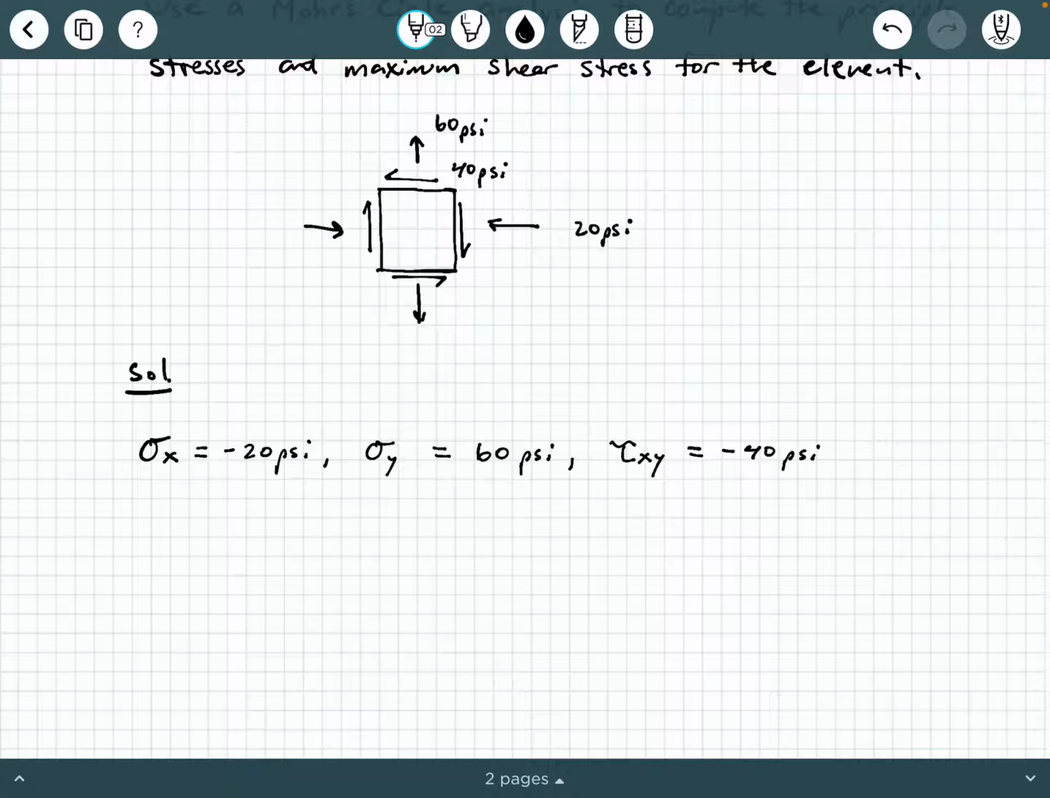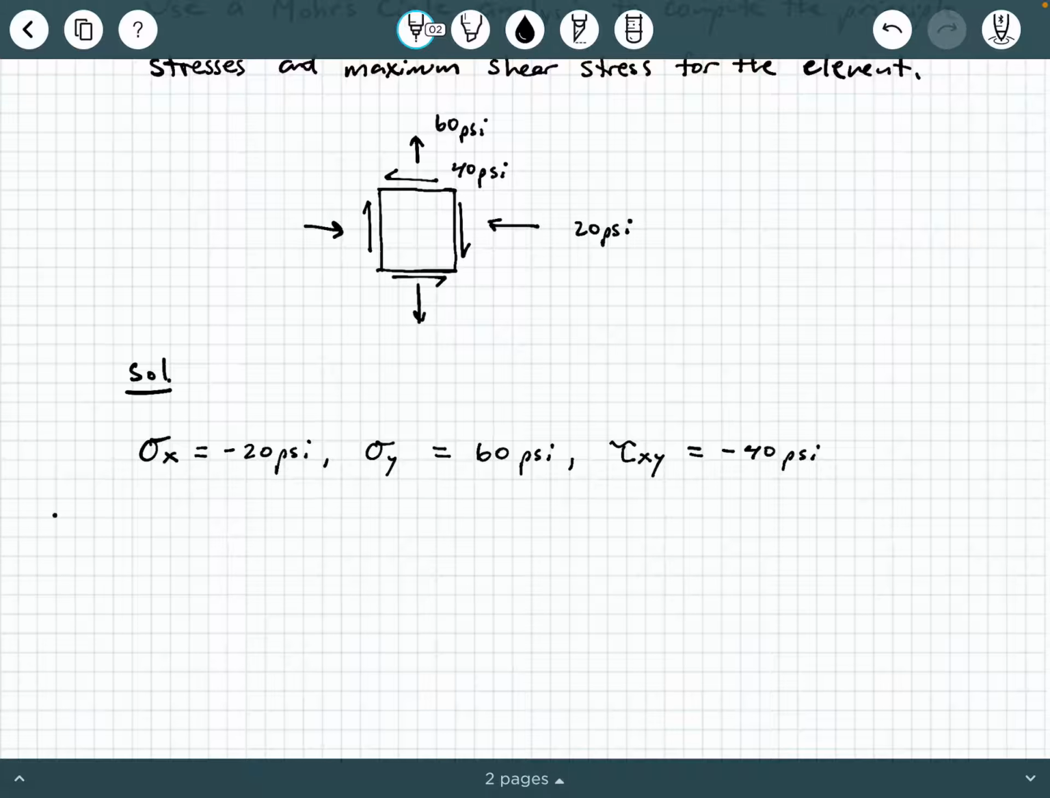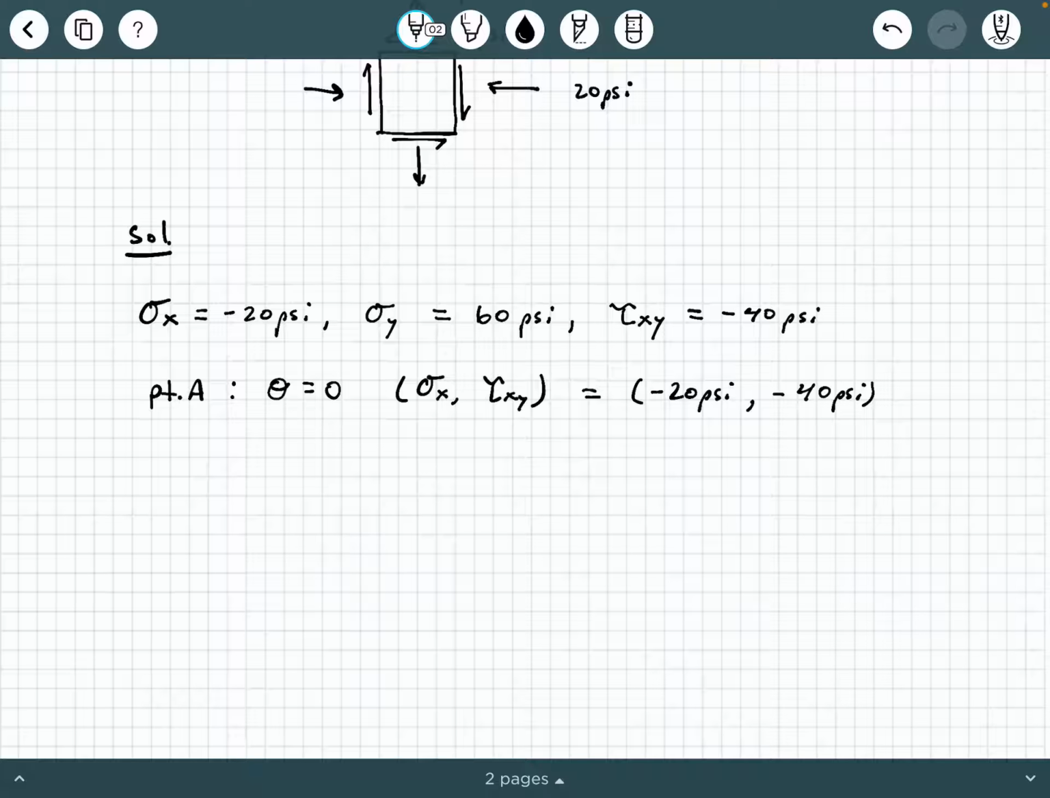All right. So to determine the principal stresses and maximum shear stress using a Mohr circle analysis, we want to define 2 points on opposite sides of what will be the Mohr circle. So we're going to define a point A, and point A corresponds with an orientation angle of 0 degrees, and that's going to be sigma x comma tau xy, which gives us negative 20 psi comma negative 40 psi. So that's going to be 1 point on the circle.